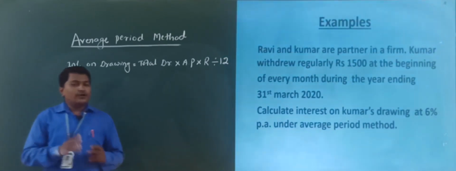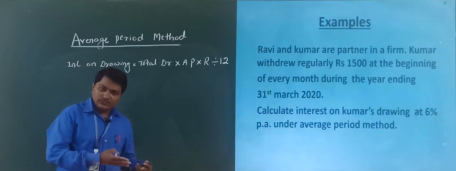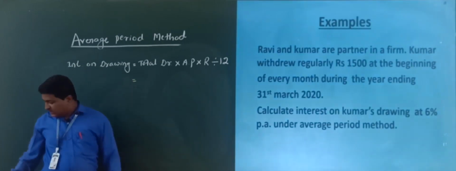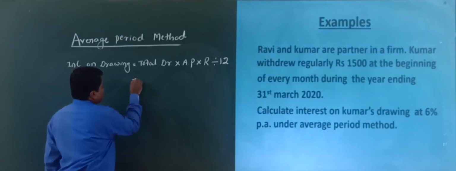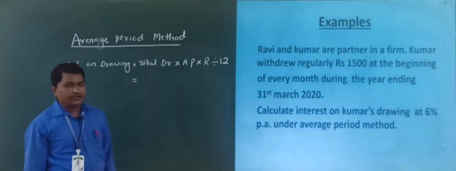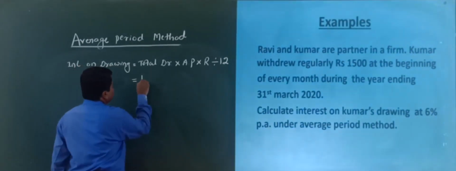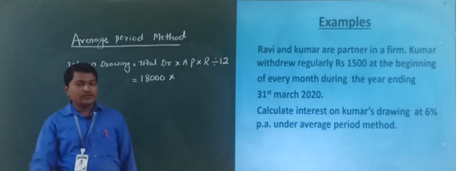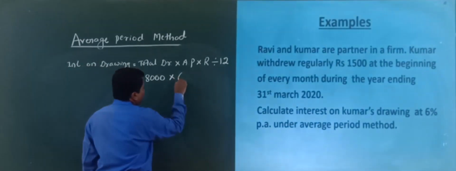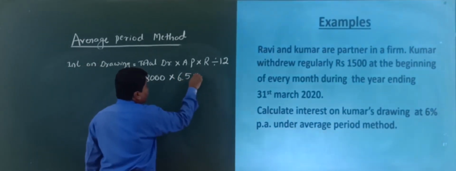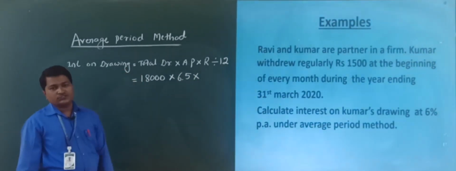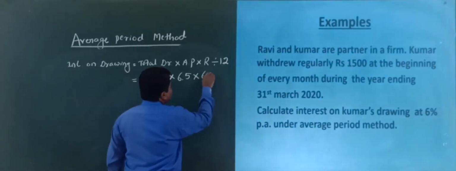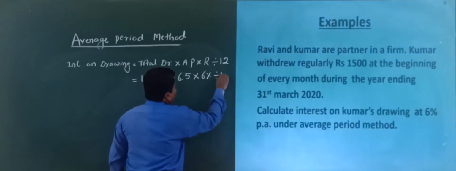So now you have already calculated total drawing and average period. So please write down these in the formula. What is the total drawing? Already you calculated, yes, it is 18,000, into average period, that is also you calculated, 6.5. Very good. Next, the rate is given in the question itself. So what is the rate here? 6%. So I write here 6% divided by 12.